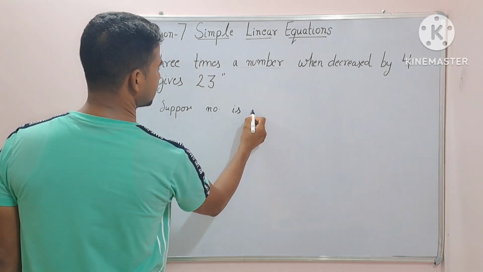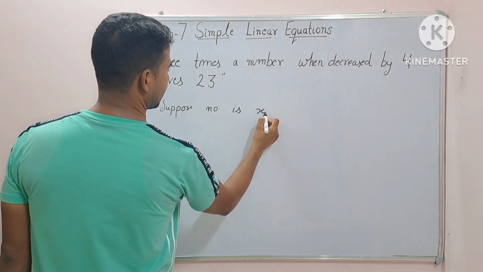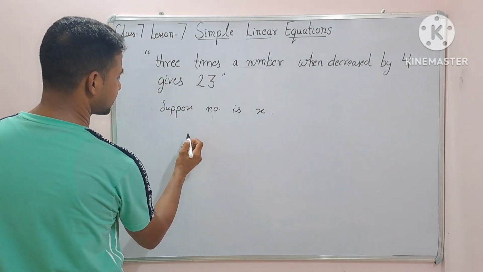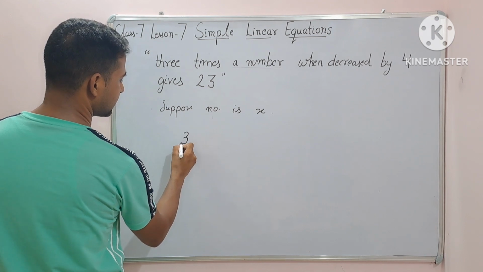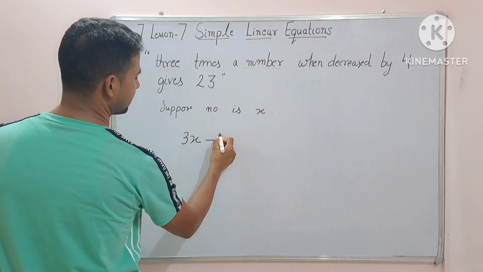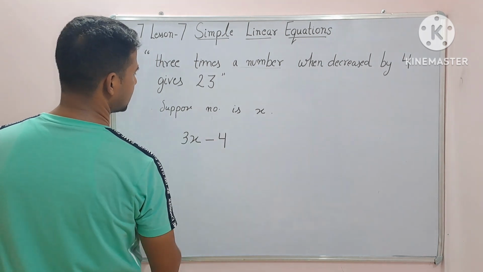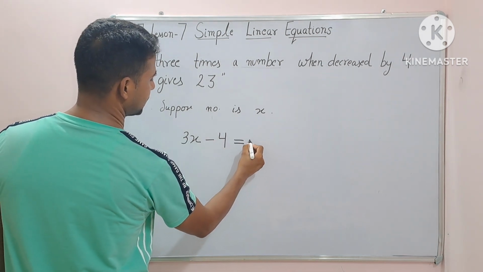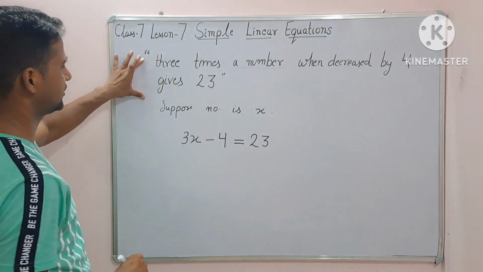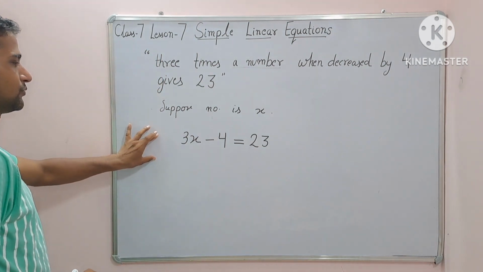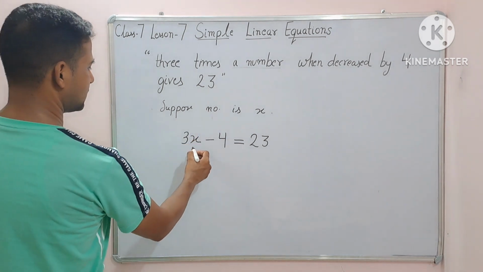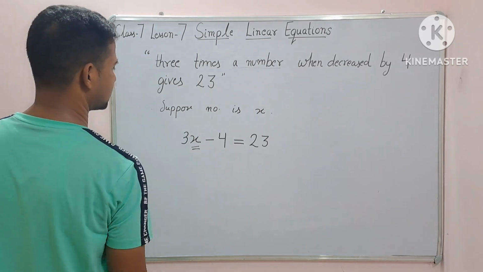Suppose the number is x, okay, then 3 times the number when decreased by 4 gives, is equal to 23. This statement is converted into equation form. Then we will solve it and find the value of x.